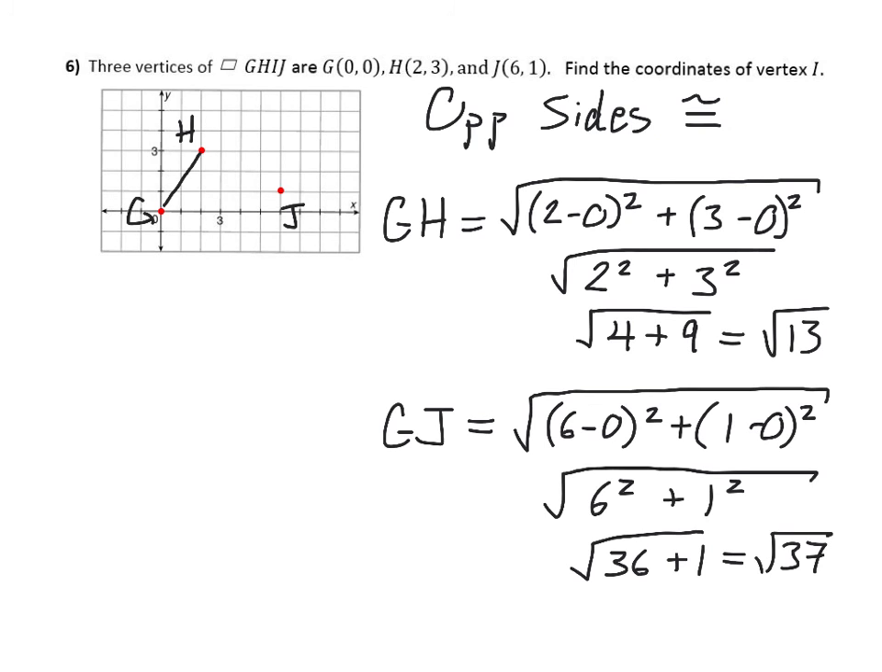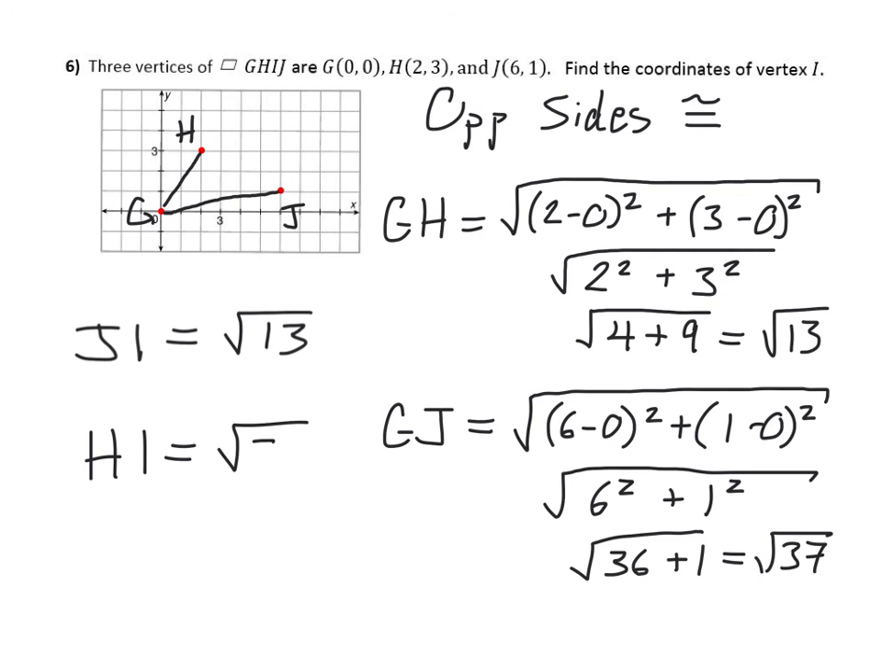Okay, so how exactly does this help me? So what I need to do is make sure I select a point I so that my other sides have the same length. So I want to make sure JI has a length of radical 13, and I want to make sure HI has a length of radical 37. So for something like this, I am going to have to rely on the graph. So let's think about these coordinates that I got right here.